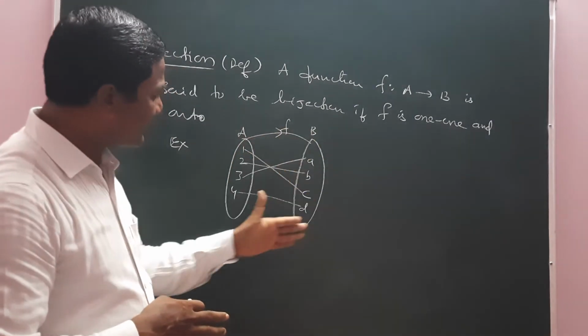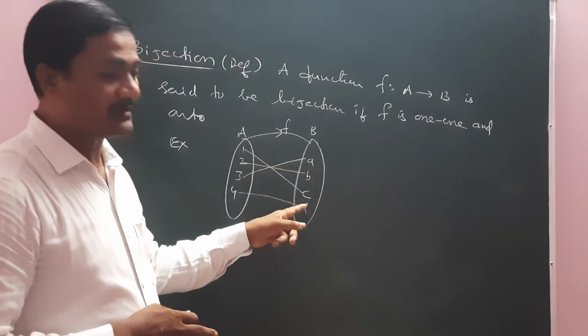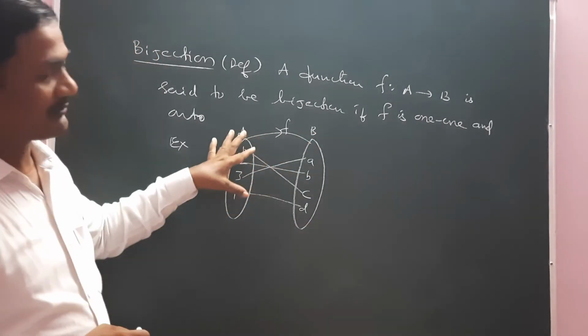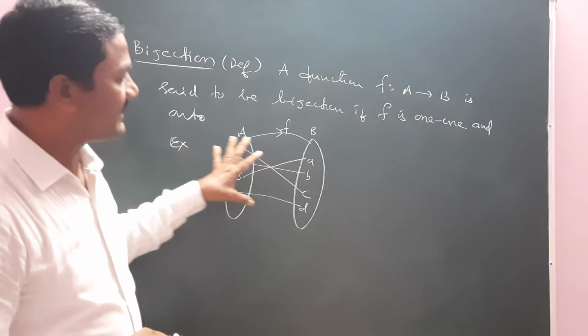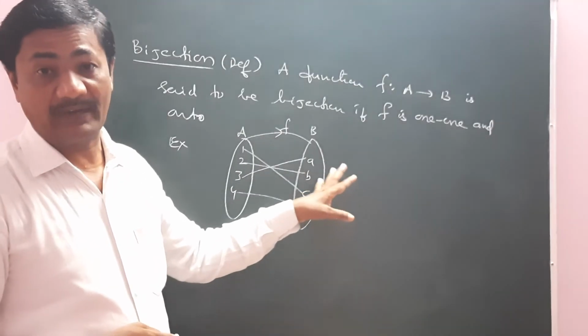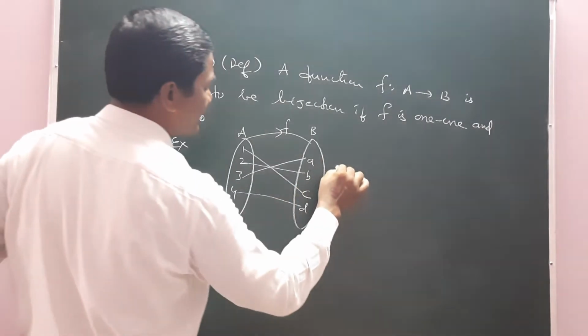And what is the range set? Range set is always A, B, C, D only, which is nothing but the codomain. Therefore, in this case, f is a bijection. That means 1-1 and onto. So it is a bijection only.